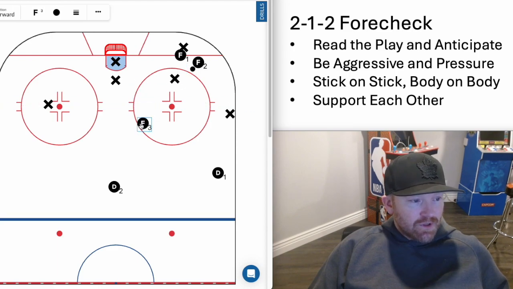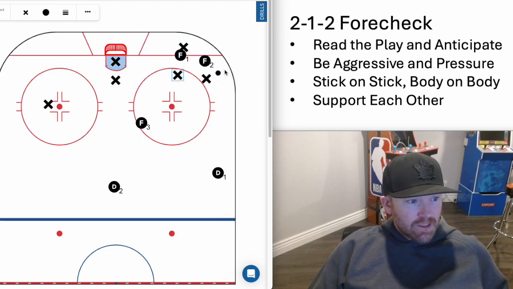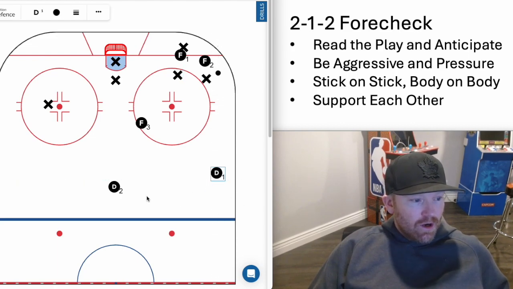Another thing that happens all the time is sometimes this winger gets caught down low. So the defending winger is all the way down here. The other team has a center. And what this does is it opens up our defense. So it's really important to make sure that the defense are reading the play. They're paying attention to where that winger is.